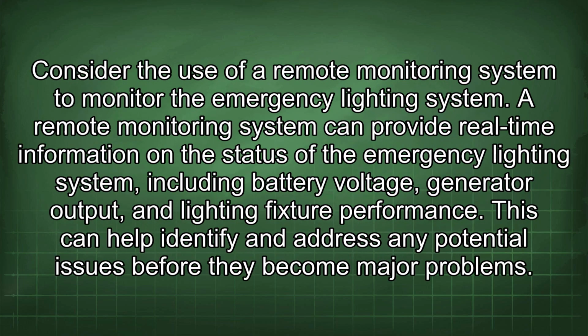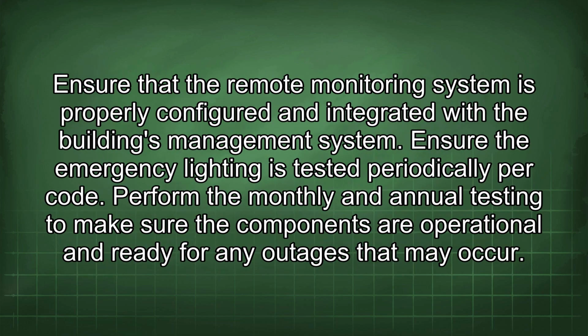Consider the use of a remote monitoring system to monitor the emergency lighting system. A remote monitoring system can provide real-time information on the status of the emergency lighting system, including battery voltage, generator output, and lighting fixture performance. This can help identify and address any potential issues before they become major problems. Ensure that the remote monitoring system is properly configured and integrated with the building's management system.